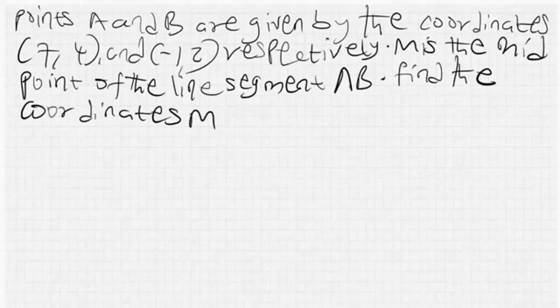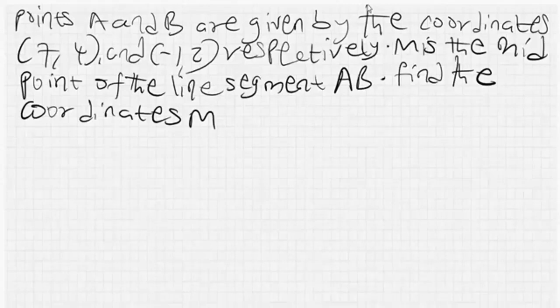Let me get the question we used to experiment in this video. The question I have here reads: points A and B are given by the coordinates, the first coordinates and the second coordinates respectively. M is the midpoint of the line segment AB. We have to find the coordinates of M.